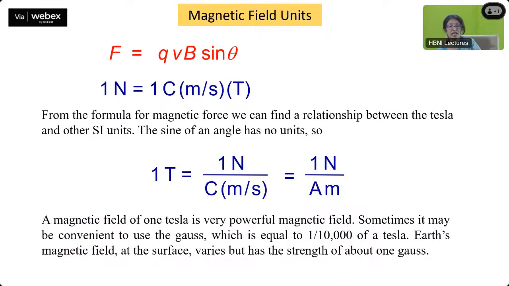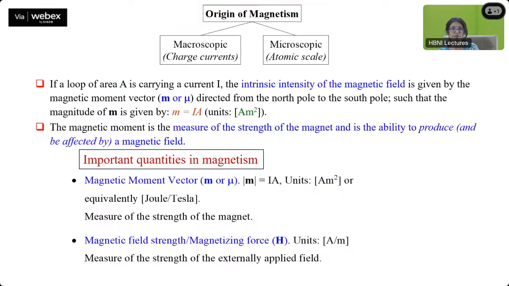Now coming to the SI units. You have one Tesla, which is normally the magnetic field strength. It's a very powerful magnetic field. It is 1 Newton per ampere meter. And because Tesla is such a powerful magnetic field, in many books you find Gauss being used, which is 1 by 10,000 of a Tesla. Earth's magnetic field at the surface varies, but the strength is around 1 Gauss.